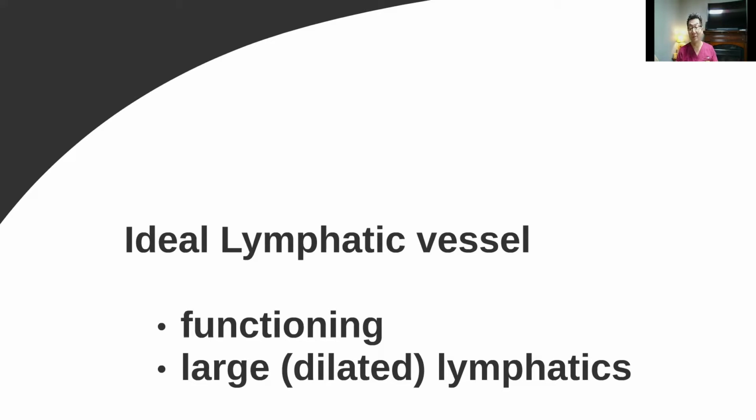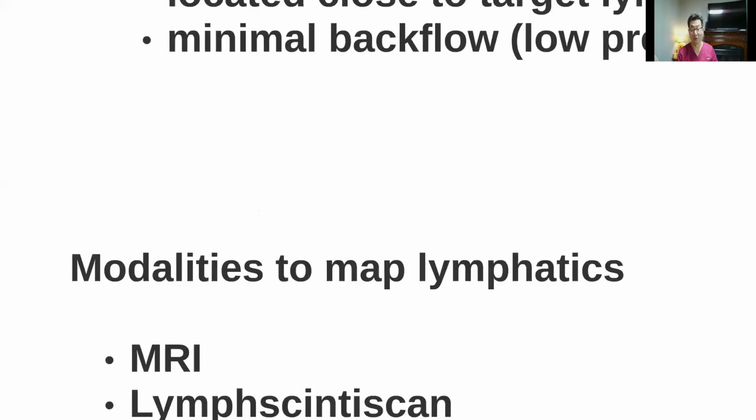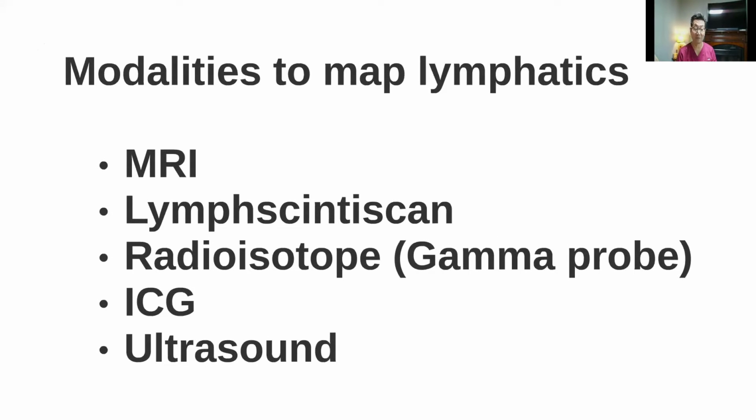Now, the functionality could be seen through the ICG, which shows the lymphatic vessels going up. The same thing with the ultrasound. You could actually see the lumen being open, and because the lumen is open, you realize there's functionality. However, the ICG is really difficult for judging how large the lymphatic vessels are. On the other hand, using the ultrasound, you're able to actually see the diameter of the lymphatic vessel.